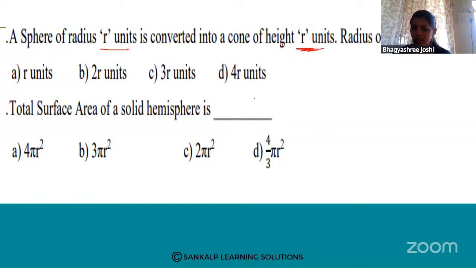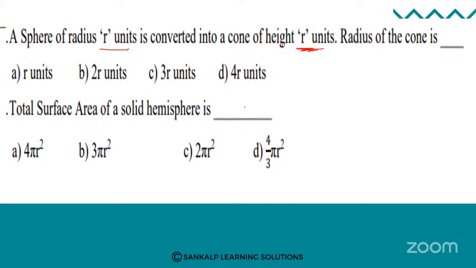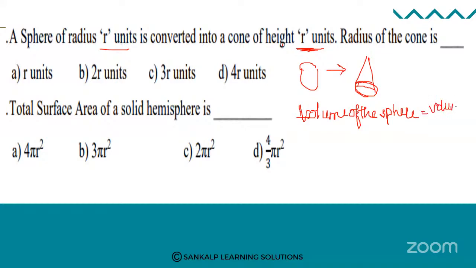So radius of the cone is, for that, converted. Converted means what? Here we need to take the volume, right? Here one sphere is converted into a cone. Right. Now, volume of the sphere is equal to volume of the cone. Why? Because here the sphere is converted into a cone.